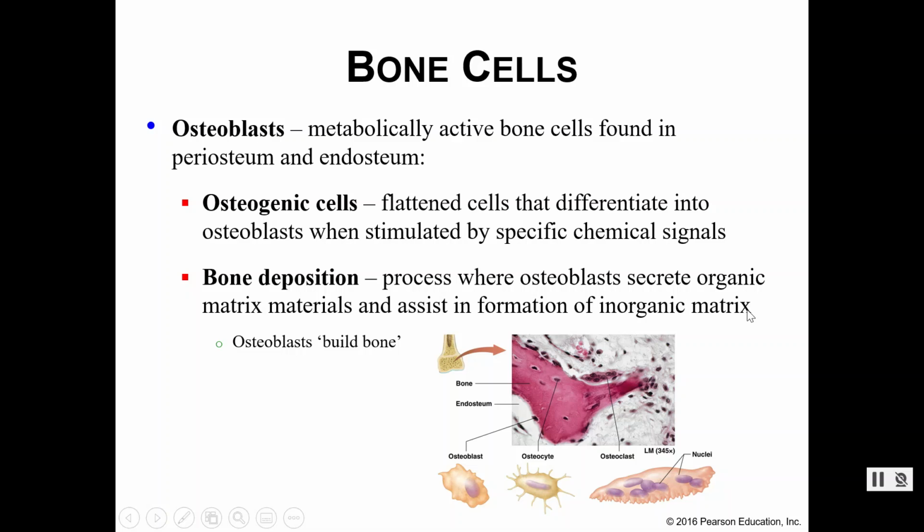When they do the bone deposition, it does include both the secretion of the organic matrix materials, okay, and they assist in the formation of the inorganic matrix as well. Okay, so remember, it was important for us to have both the organic and the inorganic components. Our osteoblasts do a little bit of both of that.